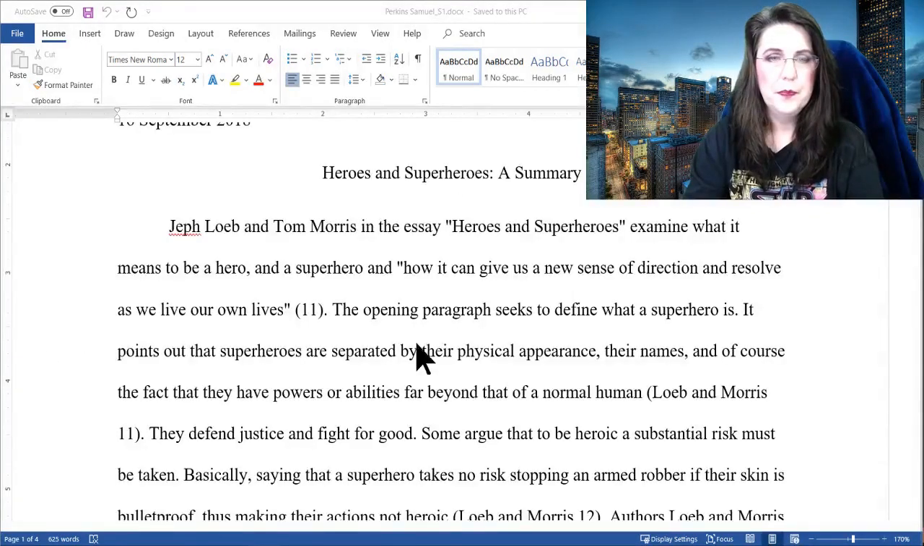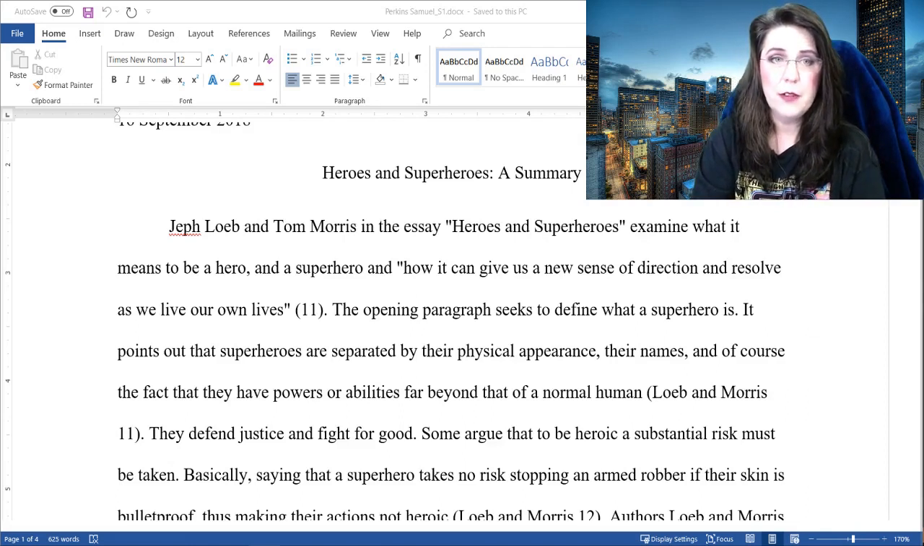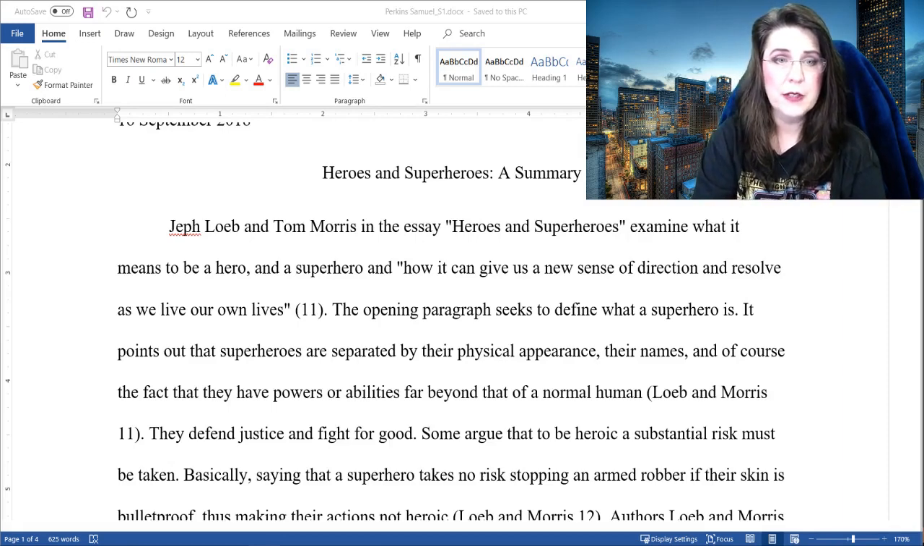Let's look at another. So this is Samuel Perkins' summary about a text also from the Superheroes textbook. And this essay was Heroes and Superheroes. Let's take a look at Samuel's summary. Jeff Loeb and Tom Morris, in the essay Heroes and Superheroes, examine what it means to be a hero and a superhero and how it can give us a new sense of direction and resolve as we live our own lives. Now notice, Mr. Perkins does identify the authors, the title of the text, the thesis, and he also uses a quote nugget, all within the first sentence.